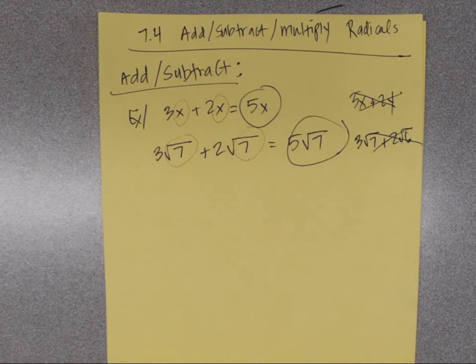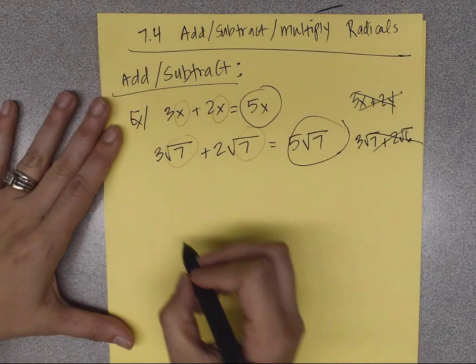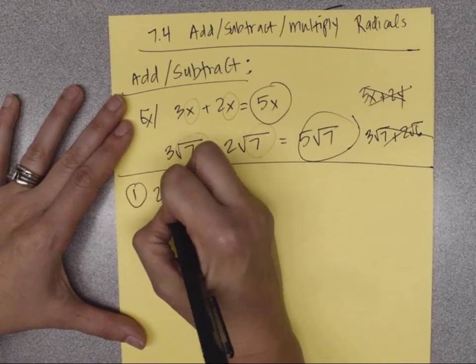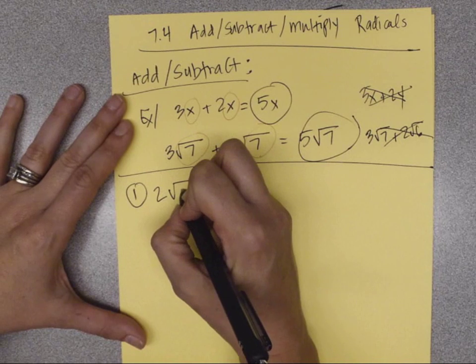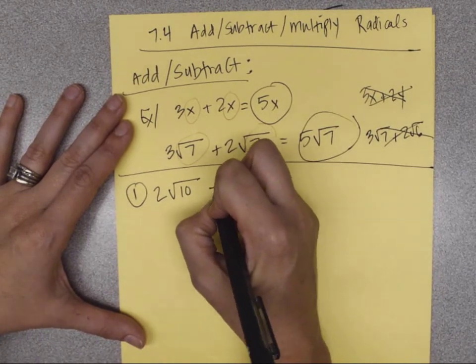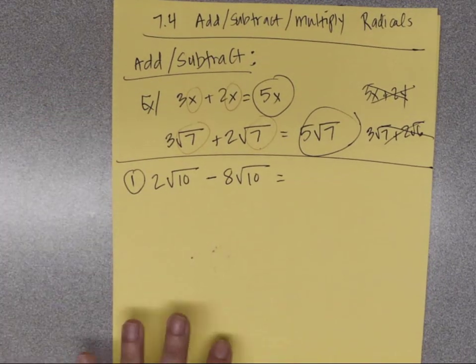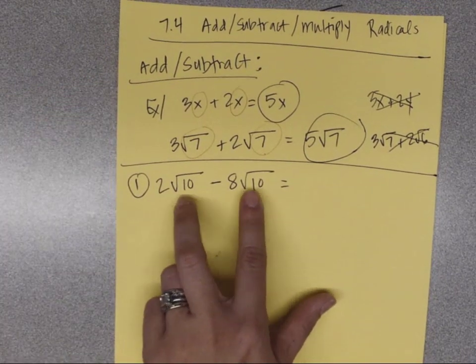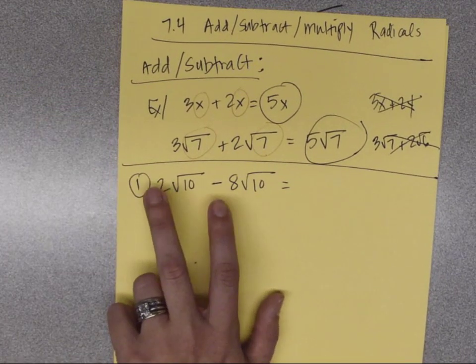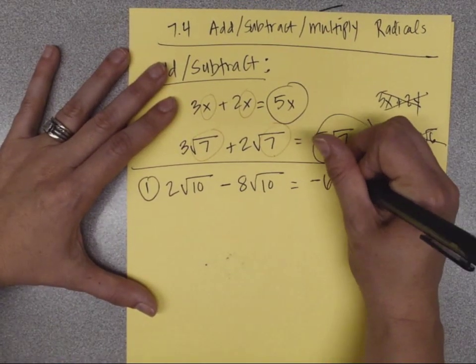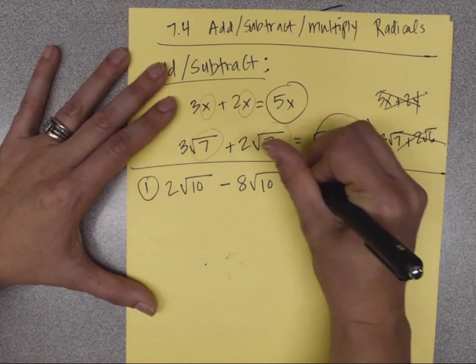So let's do a few problems together, and I'll show you where you have to do a little extra work. Okay, so our first problem, if we had 2 square roots of 10 minus 8 square roots of 10. So they both have the square root of 10, so I just subtract the coefficients, the number in front. 2 minus 8 gives me negative 6 square roots of 10, and that's my answer.